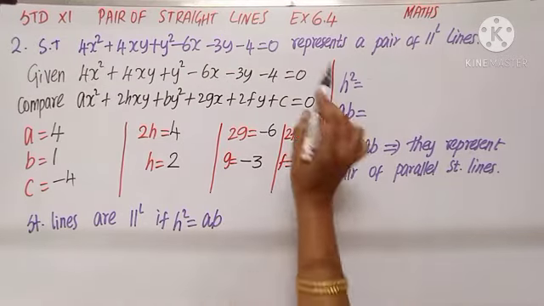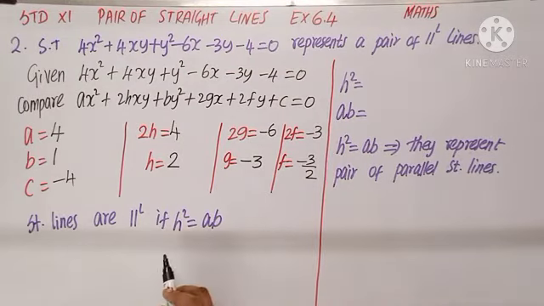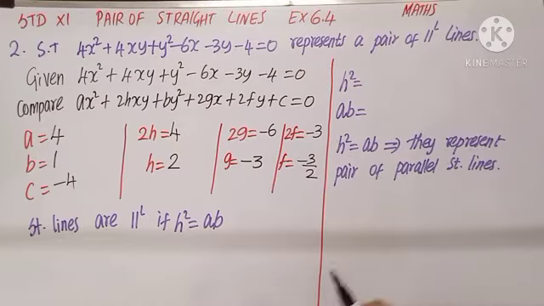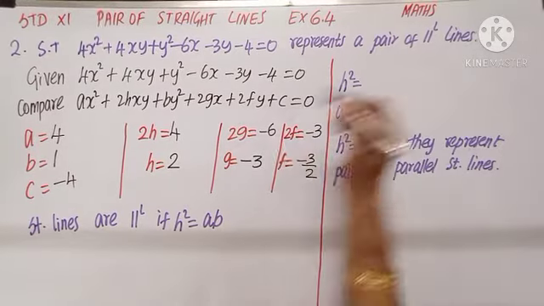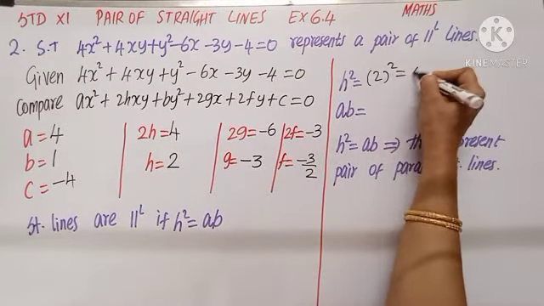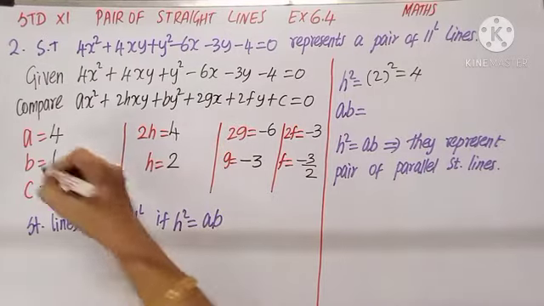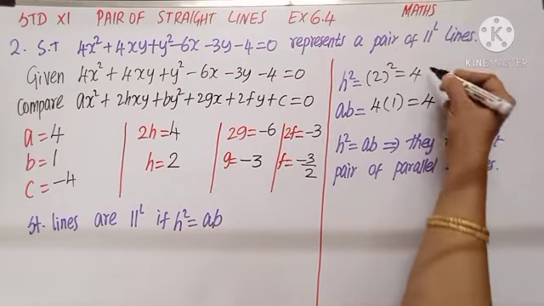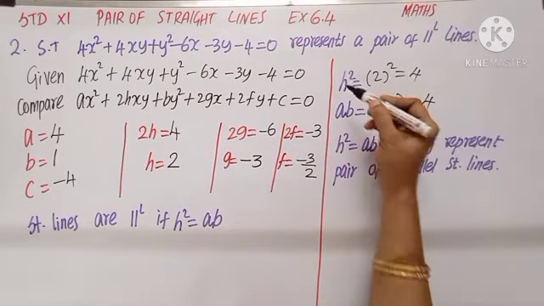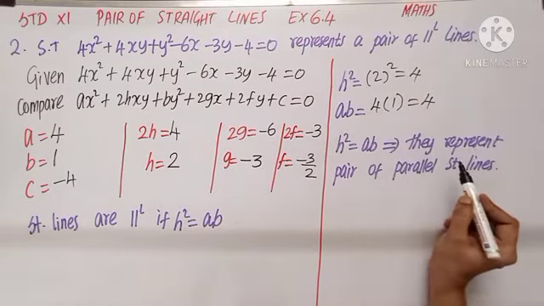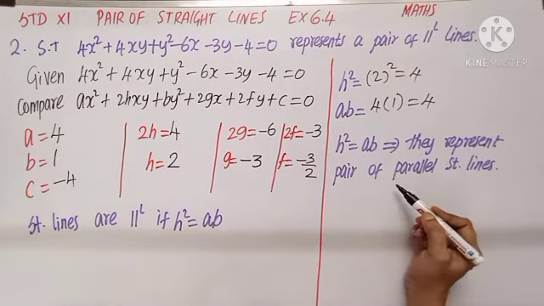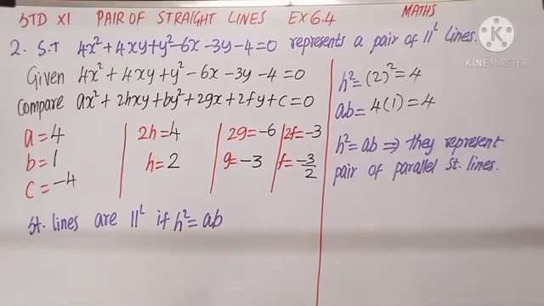The lines will be parallel if they satisfy the condition h square equals ab. So as I apply, h square is 2 the whole square, that is 4. ab, 4 into 1, that is 4. They are equal. h square equal to ab tells us the given pair of lines represent parallel straight lines.